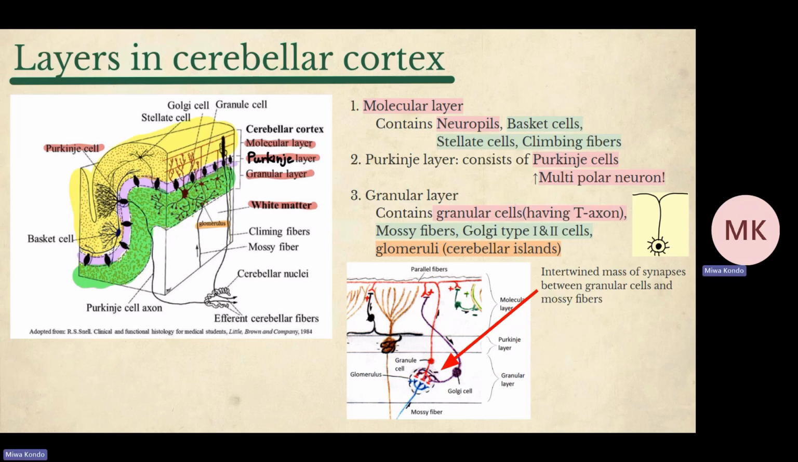Granule cells have branching axons called T-axons. Glomeruli, or cerebellar islands, are masses of synapses between granule cells and mossy fibers.